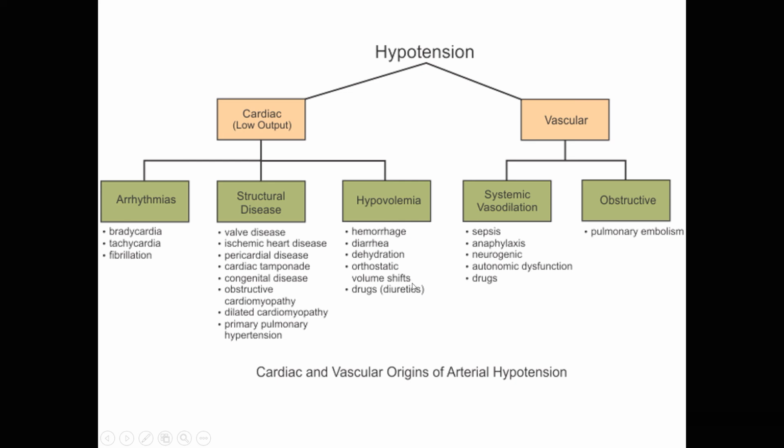This slide summarizes the mechanisms of hypotension, two main groups of causes: cardiac mechanisms and vascular mechanisms. The vascular mechanism including vasodilation or obstruction, and the cardiac changes, especially the low output, may be due to hemodynamic changes because of arrhythmias or structural disease, valve damage, ischemic heart disease with decreased contractility, and so on. And also hypovolemia because of hemorrhage, loss of fluid because of diarrhea, dehydration, and drugs, diuretics. All these causes will cause hypotension.